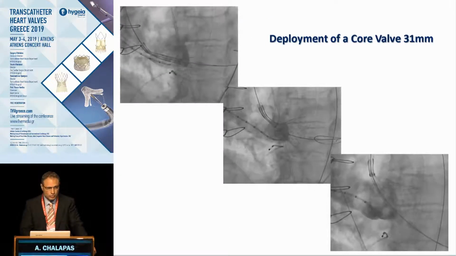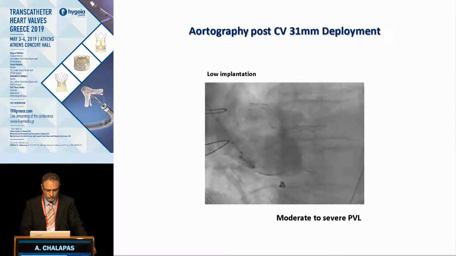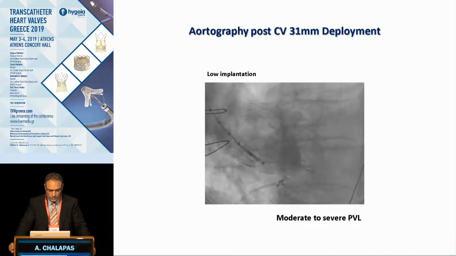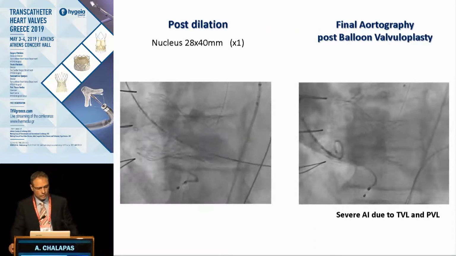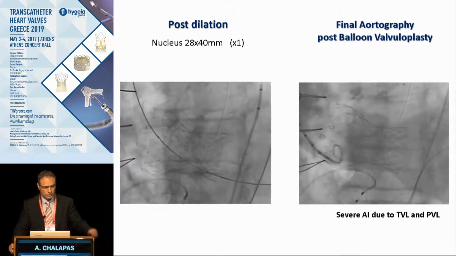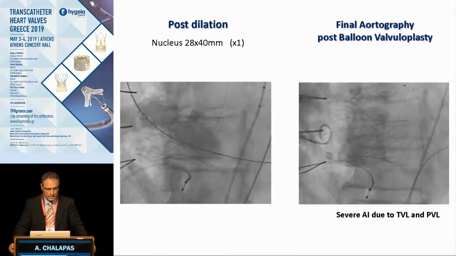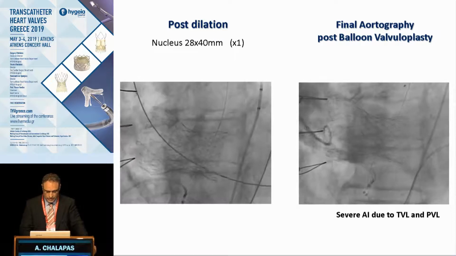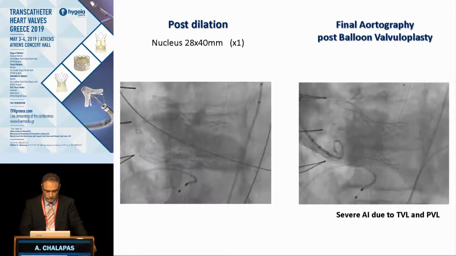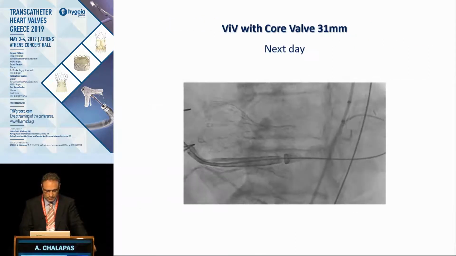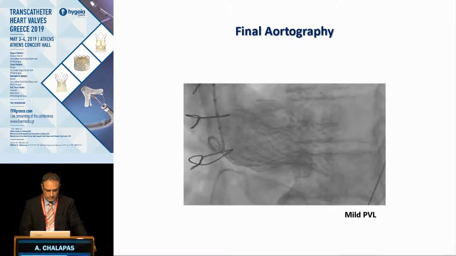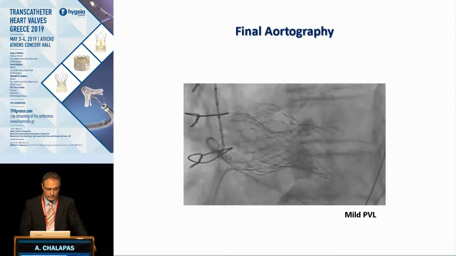Thereafter, we decided to deploy the CoreValve 31 millimeter, which unfortunately was too low in position, very deep in the LVOT, and that was the reason of the moderate to severe paravalvular leakage. We decided thereafter to proceed with a post-dilation using a Nucleus balloon 28 millimeter in dimensions, but finally the result was not so satisfactory, having a severe AI not only due to the paravalvular leakage, but also due to the transvalvular leakage. Therefore, we decided the next day to proceed with valve-in-valve with an excellent hemodynamic result with mild paravalvular leakage.